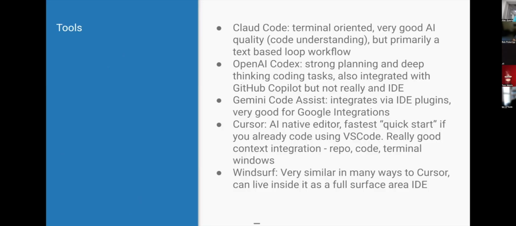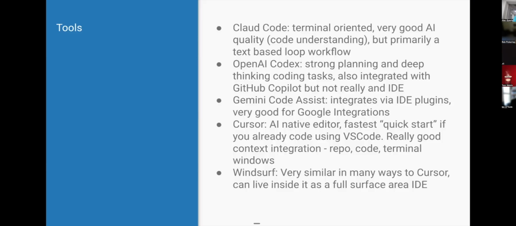Claude Code is great. It's terminal orientated and very good quality AI. I think Anthropic often lead, and certainly historically have led on code understanding, but it's primarily a text-based loop workflow. So it's quite a high-level interface in a terminal interface. As a coder, if you're coming to it, it kind of forces you to abstract yourself a little bit. So I'm not going to use it on this intro session, although I quite like it.